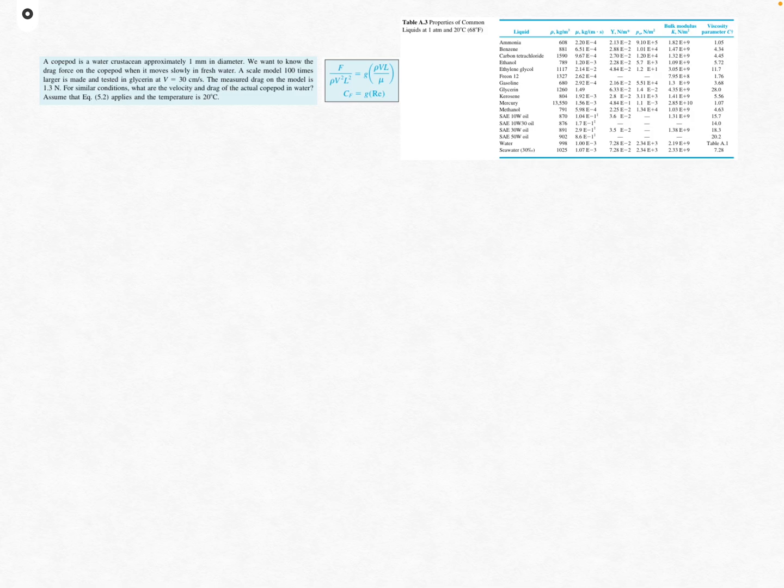Then we want to know, for similar conditions, the velocity and drag on the actual copepod in water, assuming that equation 5.2 applies, which is shown right here, and the temperature is 20 degrees C. To start out, we first have to figure out what our properties are. We have fresh water, so rho W is equal to 998 kilograms per meter cubed. Mu W is going to be 1 times 10 to the minus 3 kilogram per meter second.